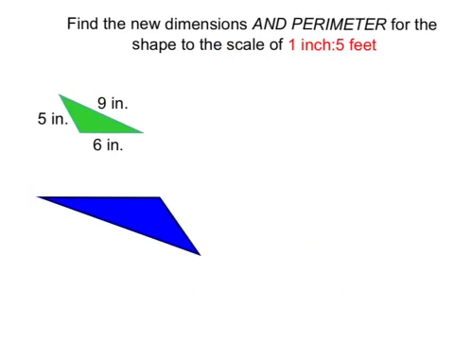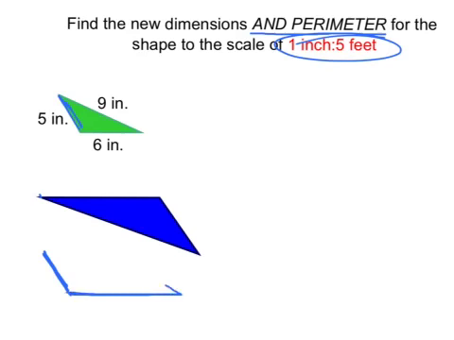Now our problem asks us to find the new dimensions and perimeter for the shape to a scale of 1 inch is 5 feet. And remember, I always have been saying that we need to view our shapes the same way. And so here we have the shortest side on the left side of the paper. That's not how this blue triangle is drawn. And so I'm going to redraw it. Pretend I flip my triangle and look at it so that it's sitting the same way as the triangle above.